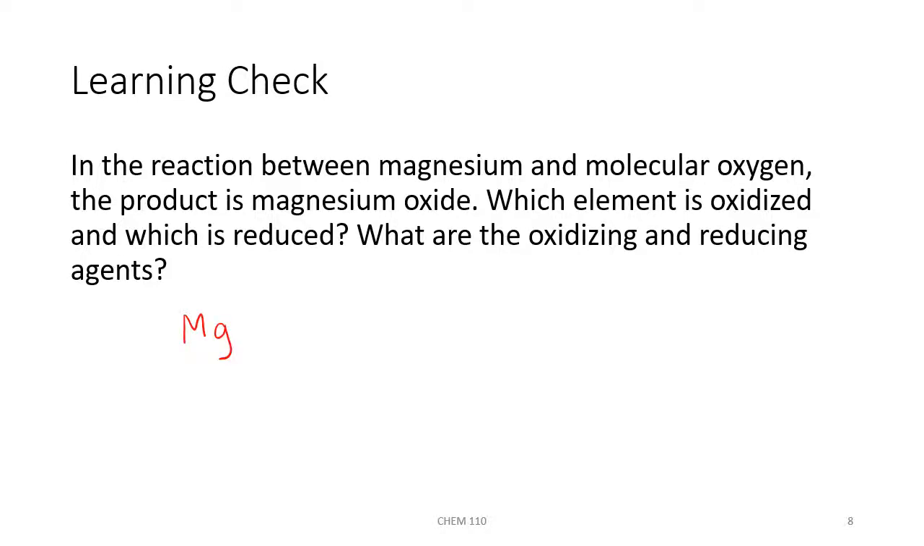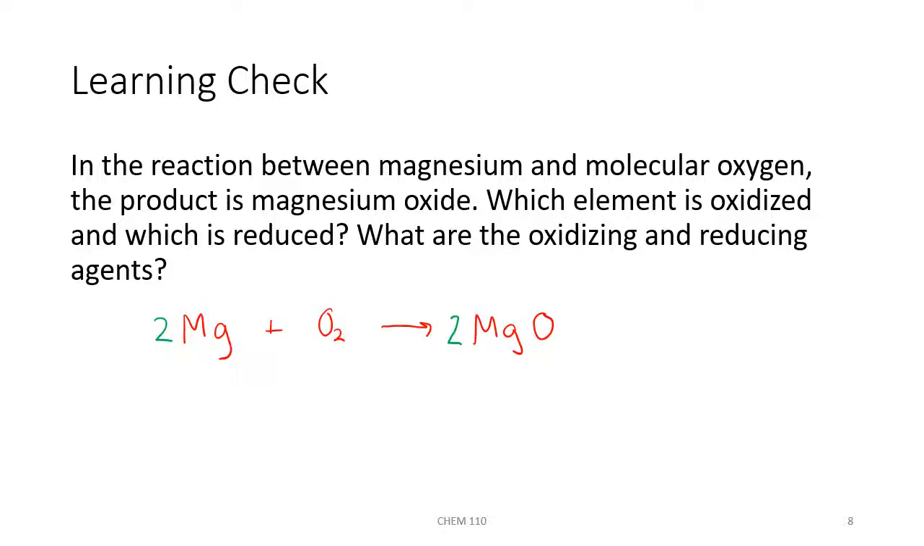We know magnesium is reacting with molecular oxygen, and what that means is it's O2. We know that's one of our diatomic molecules. And the product is going to be magnesium oxide. If we write a correct formula for magnesium oxide, it would be MgO. We can then balance this reaction. We have 2 oxygens on the left and only 1 on the right, so we're going to put a 2 out in front of the magnesium oxide. And we're also going to need a 2 out in front of the magnesium.